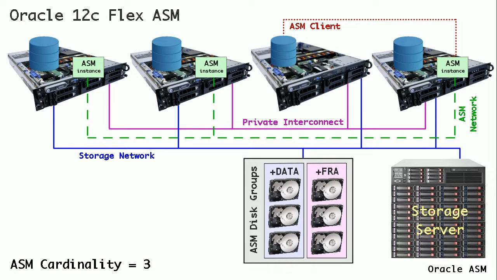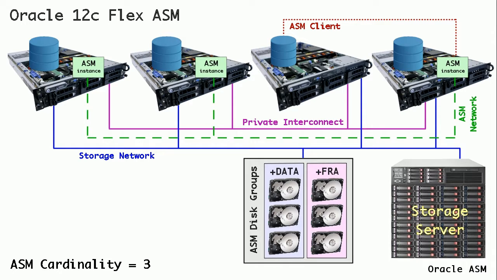ASM instances will manage and administer the ASM disk groups. One or more databases can access ASM disk groups for database file storage. All storage traffic can be isolated from public network traffic using a dedicated storage network. All users and applications can connect to databases using a public network. Clusterware components will communicate between each cluster node using a dedicated private interconnect network.